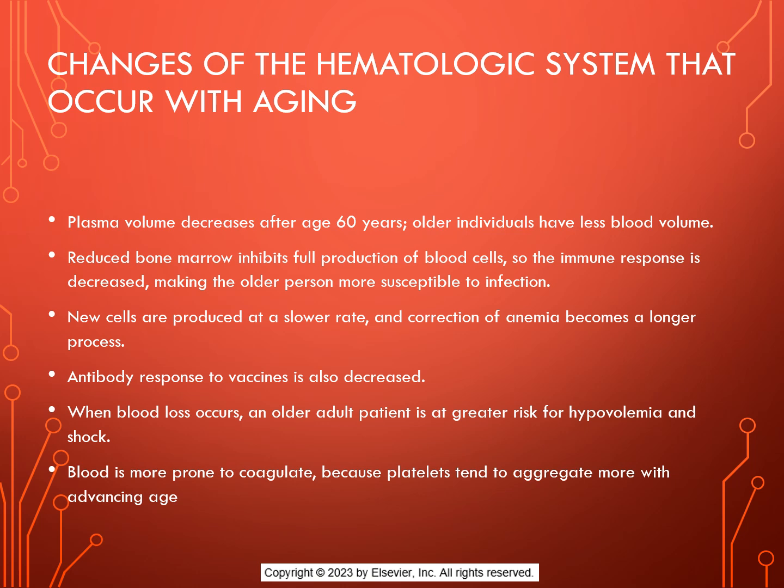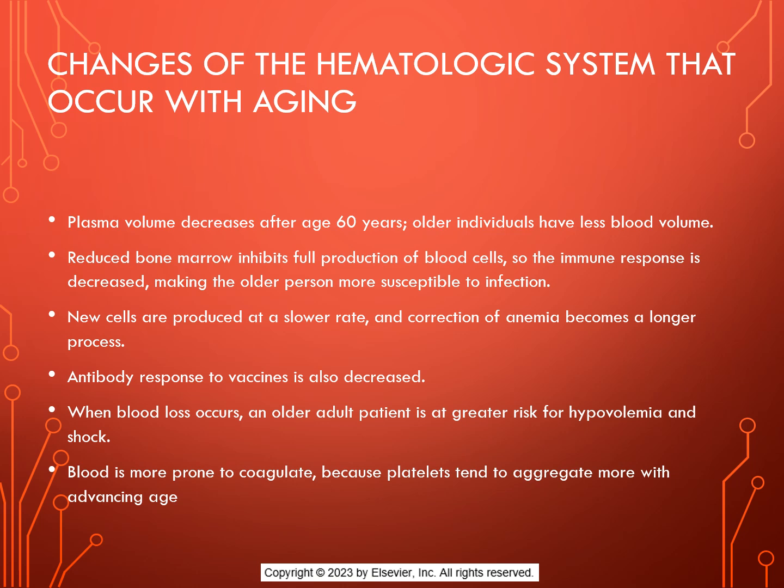Anemia is not a normal sign of aging, and its presence should always prompt a thorough investigation as to the cause. In older adults, new cells will be produced at a slower rate, and the correction of anemia will become a longer process. Antibody response to vaccines is also decreased. When blood loss occurs, an older adult patient is at a greater risk for hypovolemia and shock.